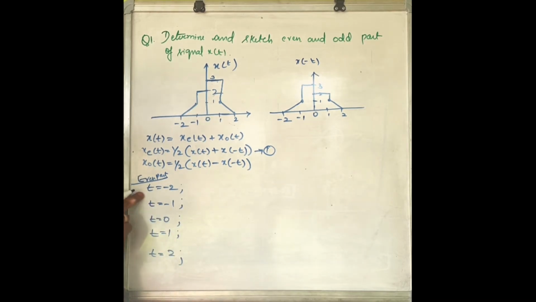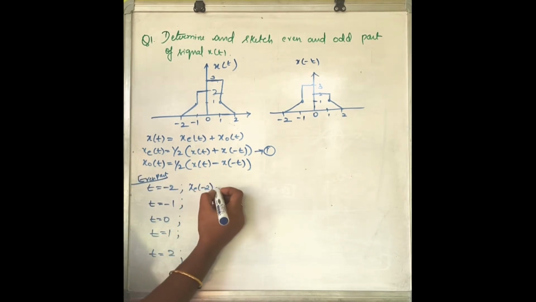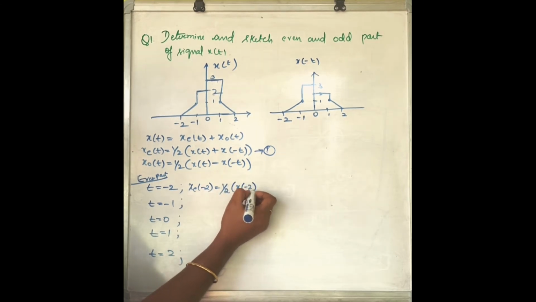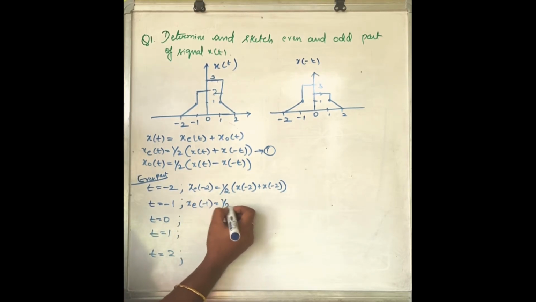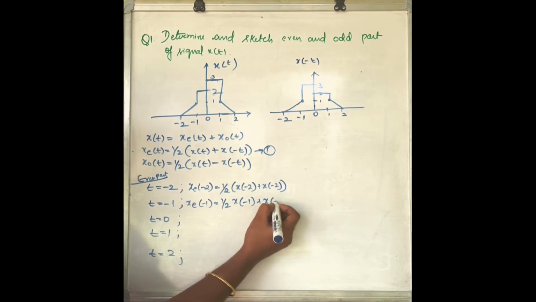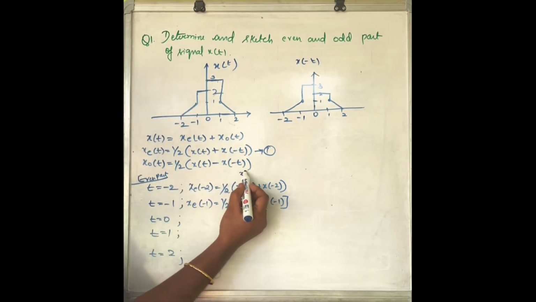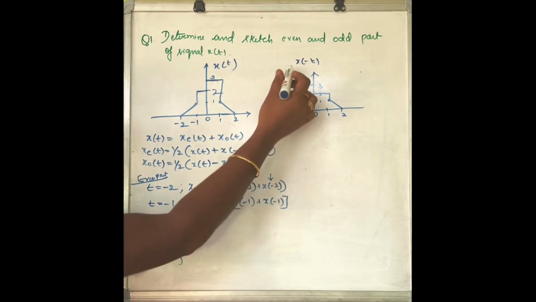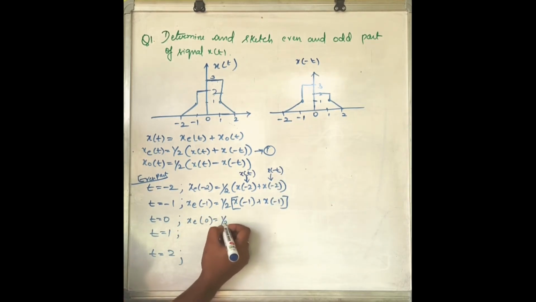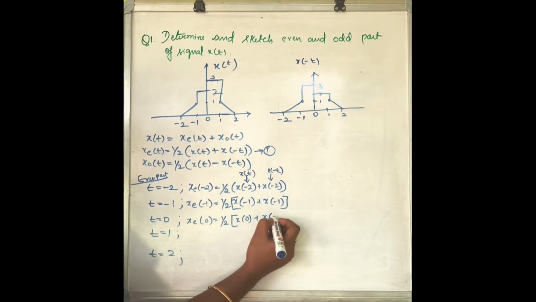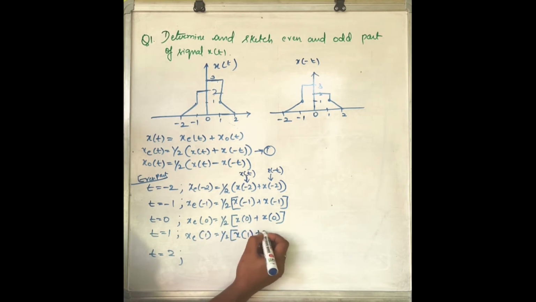So at t equal to minus 2, substitute in equation 1. Your x_e(-2) will be half of x(-2) plus x(-2). Next, x_e(-1) will be half of x(-1) plus x(-1). Now, this represents the amplitude of x(t), and this right hand side represents the amplitude of x(-t). So next, x_e(0) will be half of x(0) plus x(0) again. x_e(1) will be half of x(1) plus x(1).